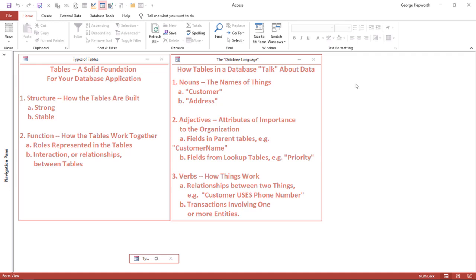Nouns are the names of things. And so everywhere you look, you see things that are of interest to you. And they generally have names, but customer and address are two that we've used so far. The customer is the name of a thing that we're interested in. Address is the name of a thing that we're interested in. So those are both nouns. They name things.